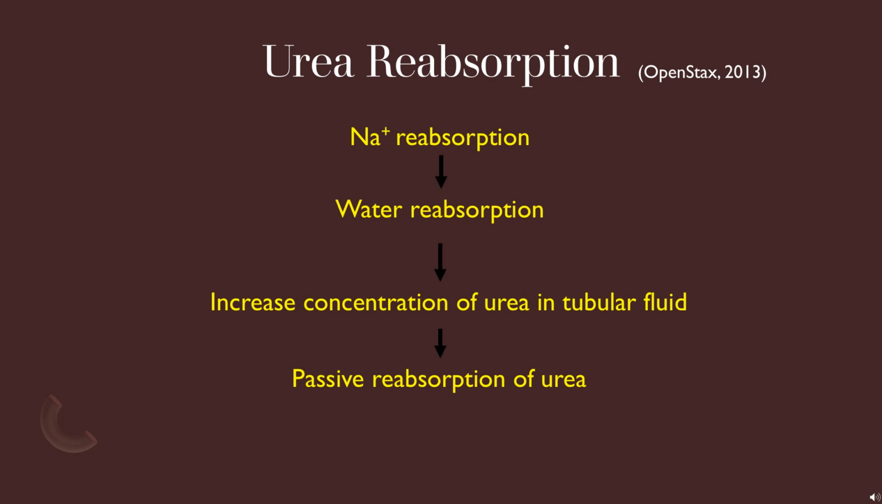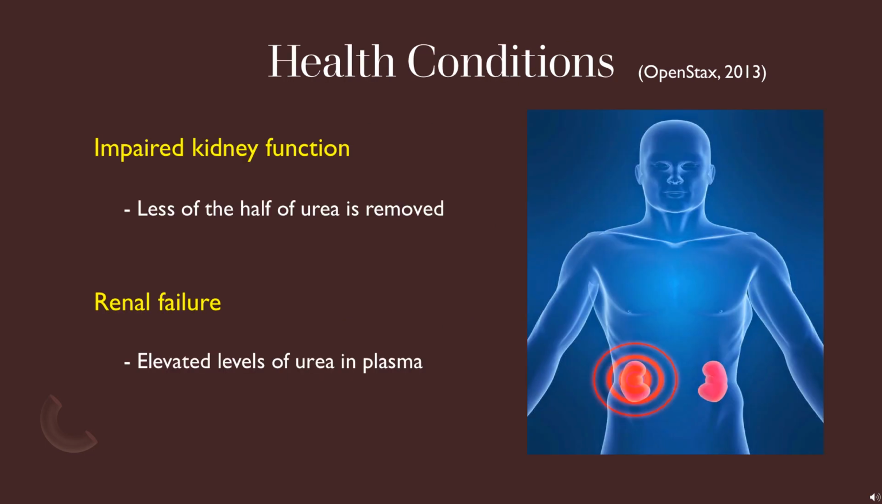Urea is not as permeable in the tubule as water, so sometimes its reabsorption is facilitated by specific urea transporters. Some of the conditions affiliated with urea reabsorption and filtration include, but are not limited to, impaired kidney function and severe renal failure. With impaired kidney function, only less than half of filtered urea is removed.